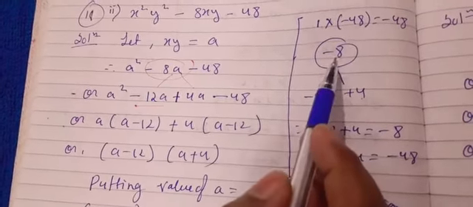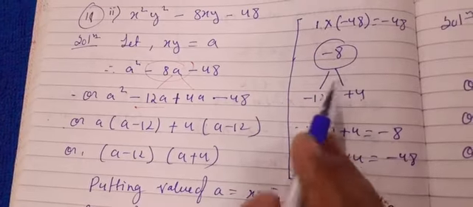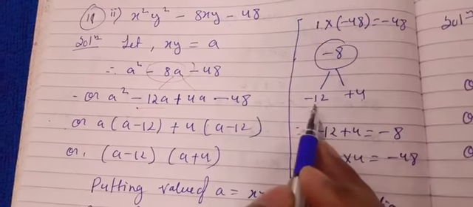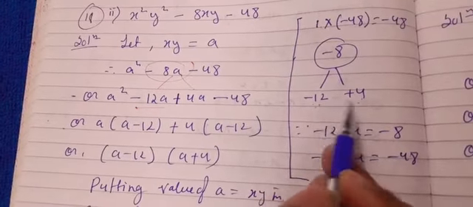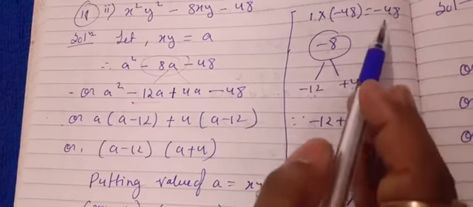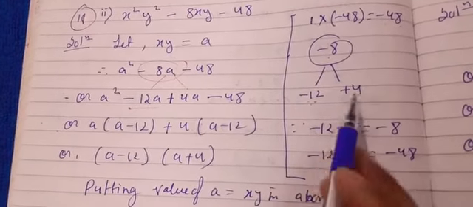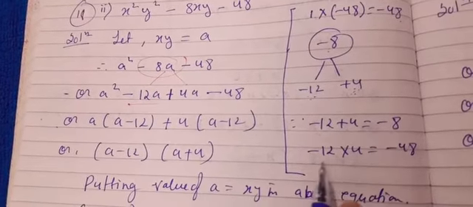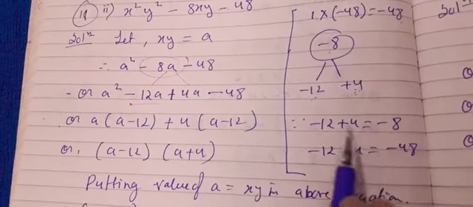So we have to split minus 8 into two terms. I have chosen minus 12 and 4 in such a way that when we add these two numbers, the sum must be equal to minus 8 and their product is equal to minus 48. So that is valid here. I have written minus 12 plus 4 is equal to minus 8 and minus 12 into 4 is equal to minus 48.